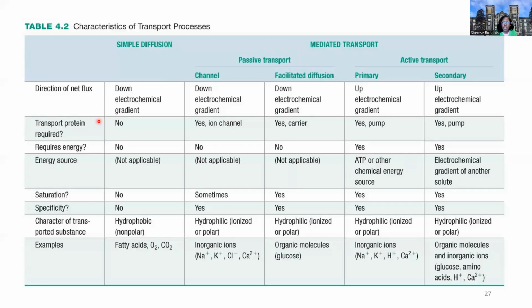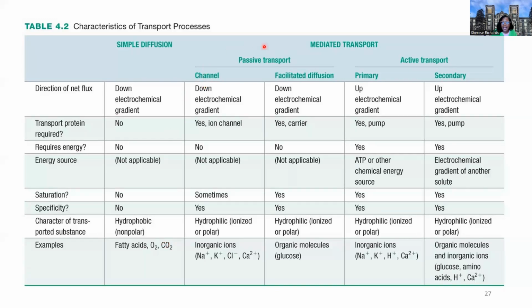So simple diffusion, which needs no carriers. Remember, simple diffusion goes right through the membrane. It's going to be down the electrochemical gradient. It requires none of these things. It doesn't require energy, doesn't require transporters. There's no saturation of anything. There's no specificity required. And it's usually particles that are hydrophobic or nonpolar, things like fatty acids, things like oxygen, carbon dioxide. Most of our gases can go right through the cell membrane.